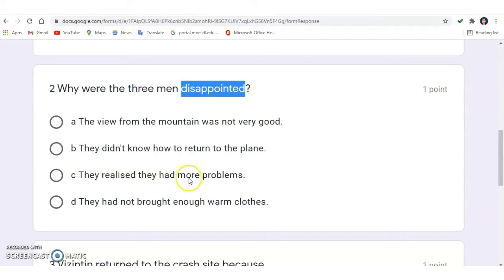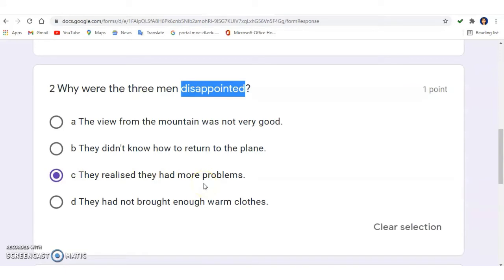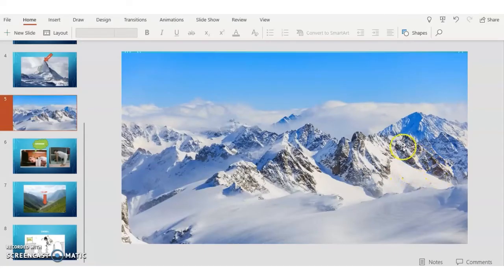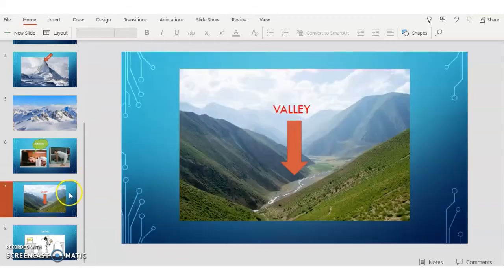C, they realized they had more problems. D, they had not brought enough warm clothes. It is not mentioned in the text also. Okay, but the answer is C. They realized they had more problems because they see a lot of snowy peaks. That means they have to go through many more mountains again in order for them to see the valley. Understand?